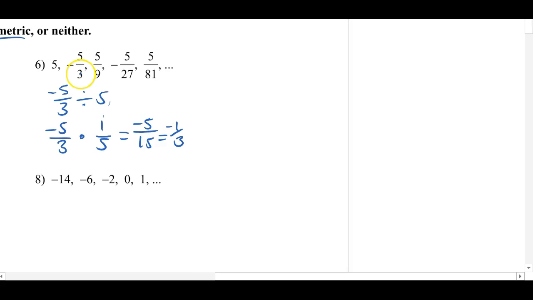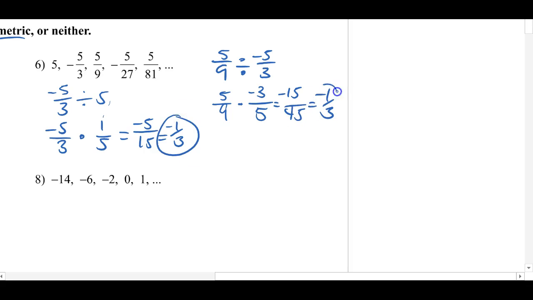And then let's check the next pair and see if we have a pattern. So now 5/9 divided by the previous number. Remember, you always divide by the number before. And again, in order to divide, I have to flip the second one. So now 5 over 9 times, remember it changes to multiplication, -3 over 5. So now we have -15 on the top and 45 on the bottom. And this also reduces down to 1/3. So we do have a constant ratio. That means it's going to be geometric.